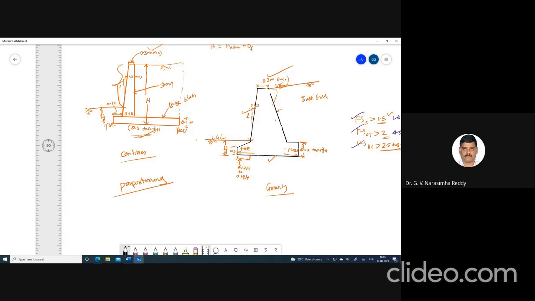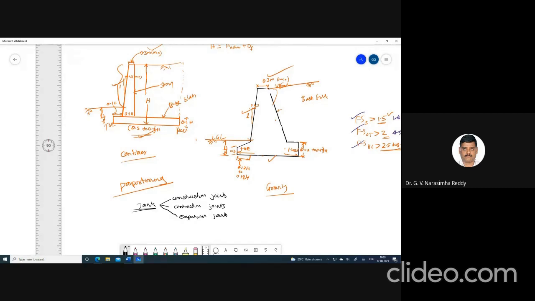Now, there are different types of joints. In that we can say construction joints, next is contraction joints, and expansion joints. So these are the three different types of joints we generally may have to provide while constructing a retaining wall.